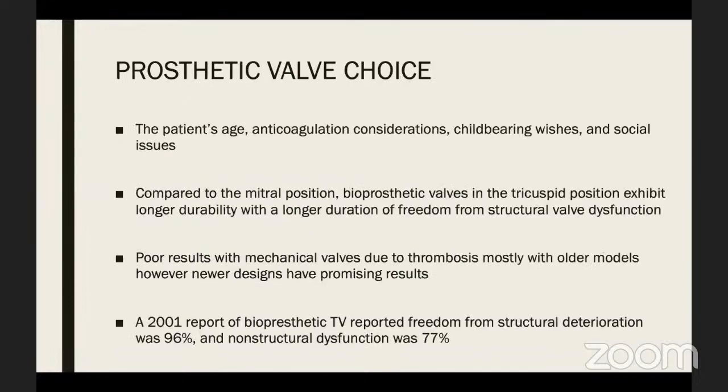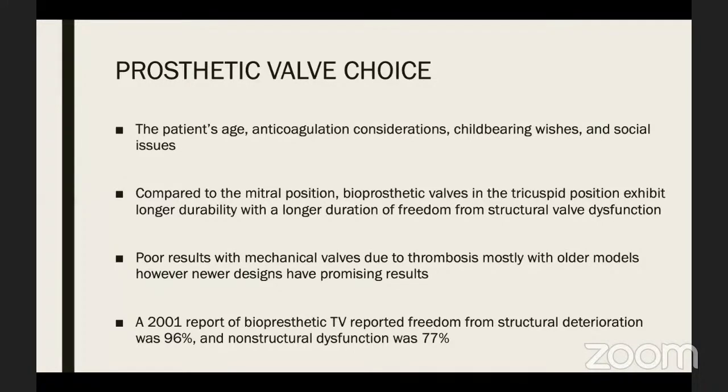So prosthetic valve choice, as with mitral valve replacement or aortic replacement, the same considerations apply: patient's age, anticoagulation considerations, childbearing wishes, as well as social issues. However, compared to the mitral position, bioprosthetic valves in the tricuspid position exhibit longer durability with a longer duration of freedom from structural valve dysfunction.